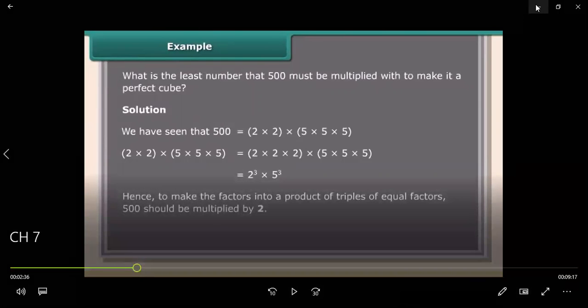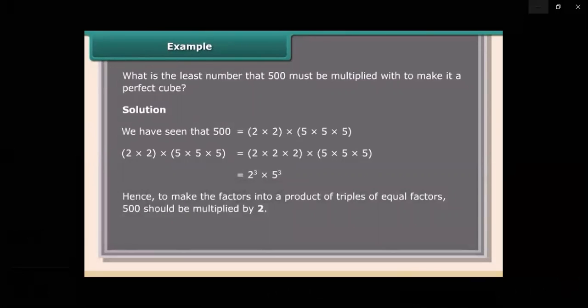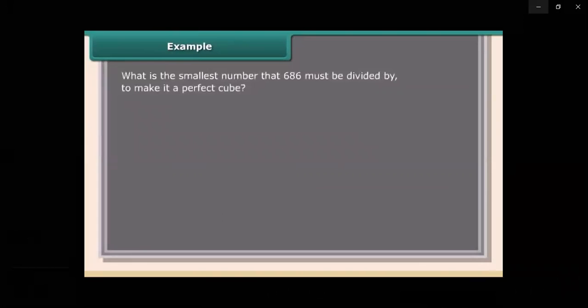On the left hand side, when you multiply 500 into 2, we'll get 1000. So 1000 is a perfect cube of 10, because when we multiply 10 into 10 into 10, we get 1000, which is a perfect cube. So in that case, we have seen that we have to multiply by 2 on both sides to make 500 a perfect cube.